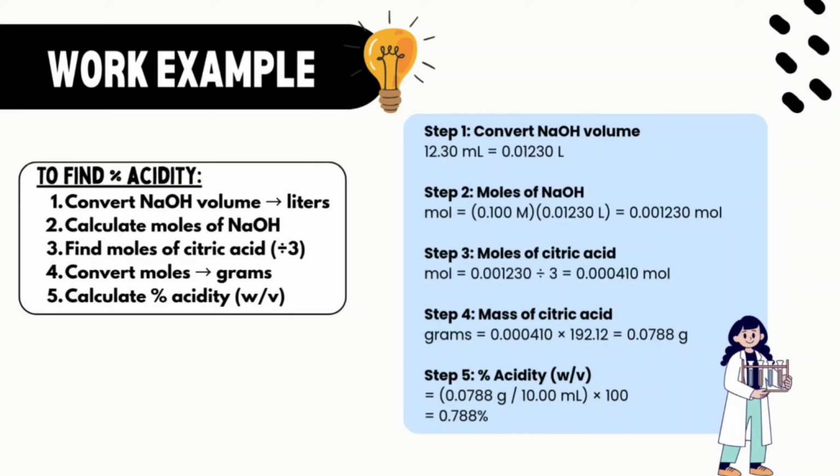Step 5. Calculate percent acidity. Percent acidity weight over volume is the mass of citric acid in grams divided by the volume of the original sample. The sample volume is 10 ml, so we just substitute. The percent acidity equals 0.0788 gram divided by 10 ml multiplied by 100%, so we got the final answer 0.788%.